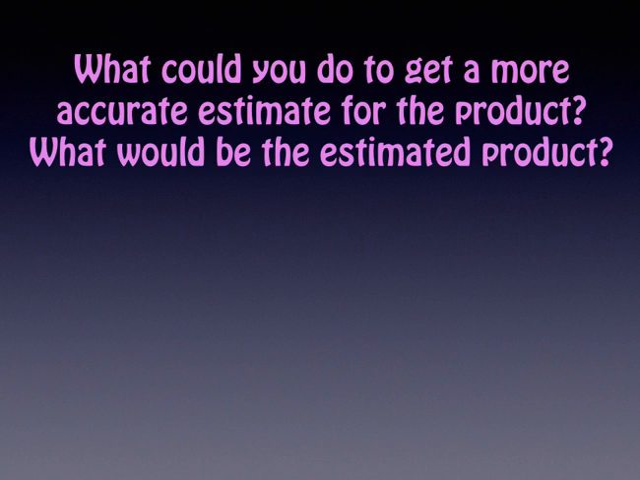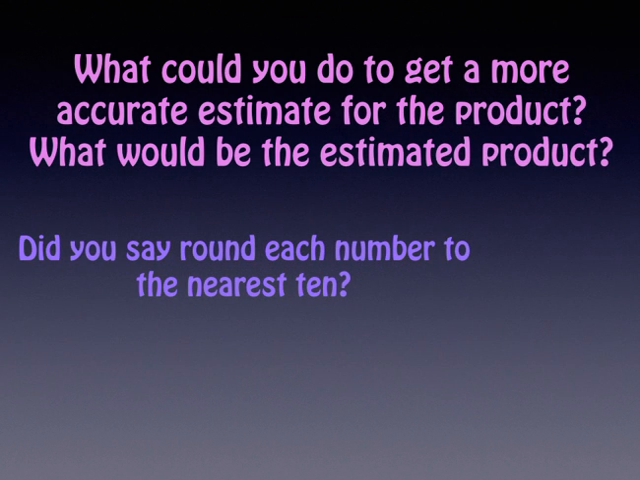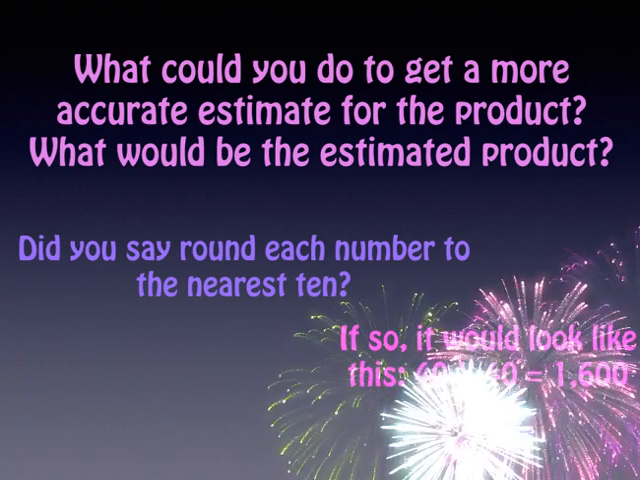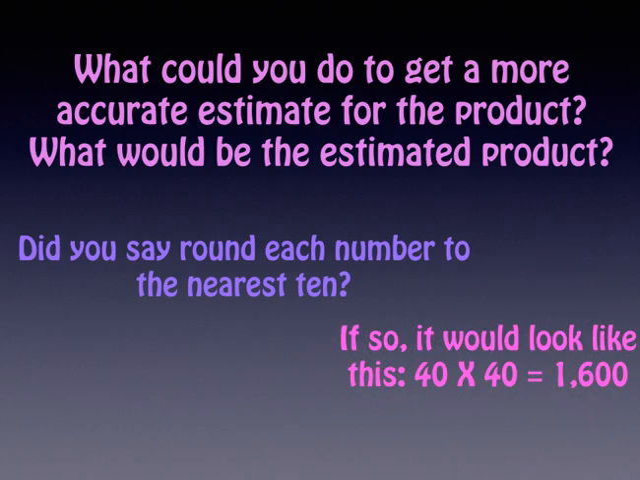What would you do to get a more accurate estimate for this product? What would be the estimated product? Did you say round each number to the nearest 10? That would give us our most accurate rounding. If so, it would look like this. So 40 times 40, and we would have gotten the estimated product of 1600.